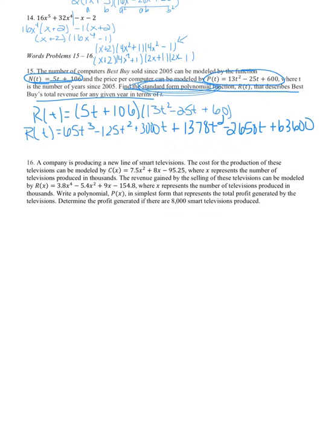All right, so that's everything multiplied out. 65t to the third minus 125t squared plus 3000t plus 1378t squared minus 2650t plus 63,600. So now when I combine like terms to give me my final answer, I should have 65t to the third plus 1253t squared plus 350t, and then plus 63,600.